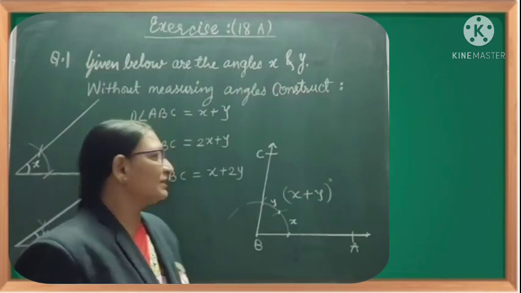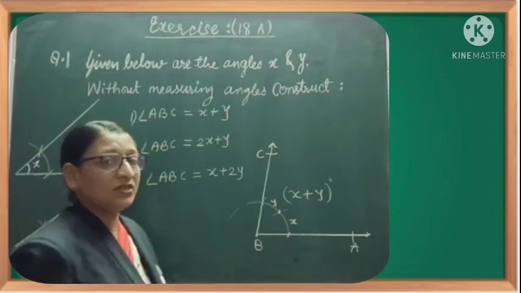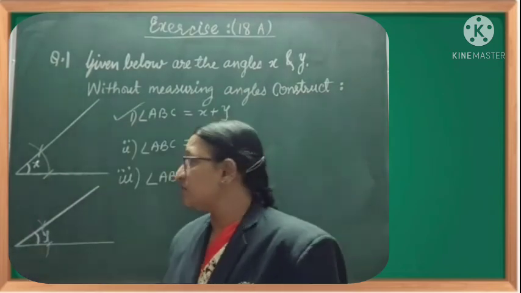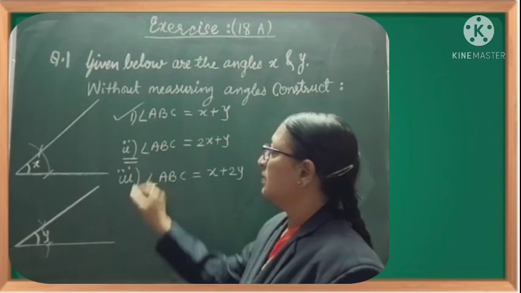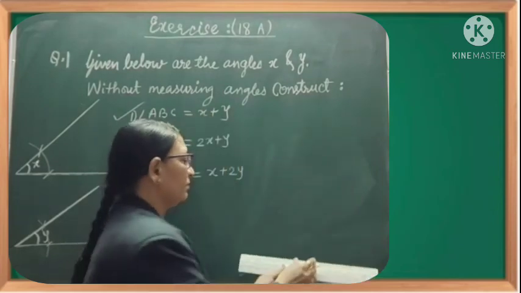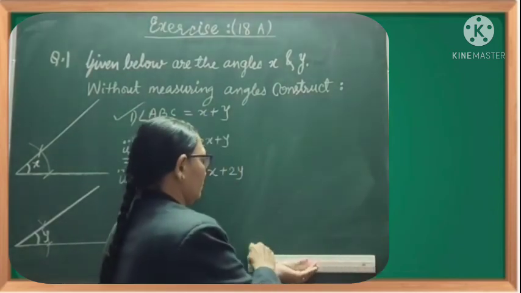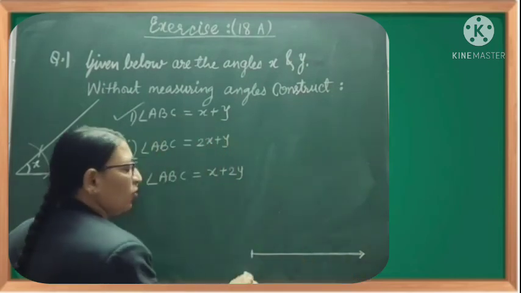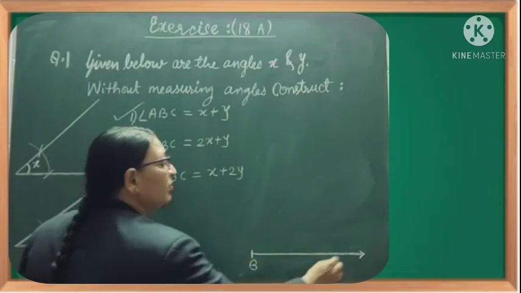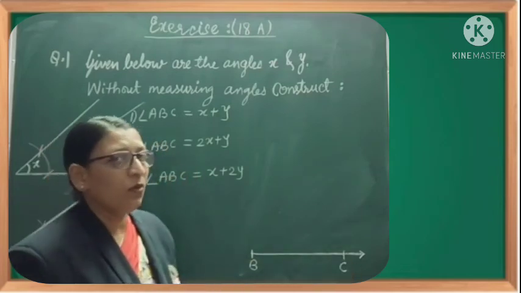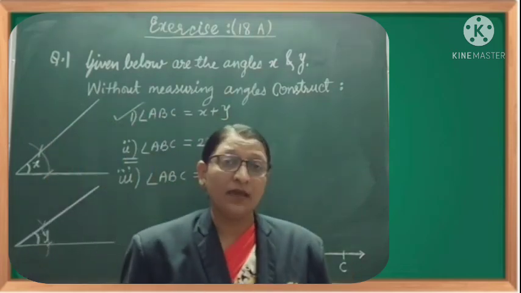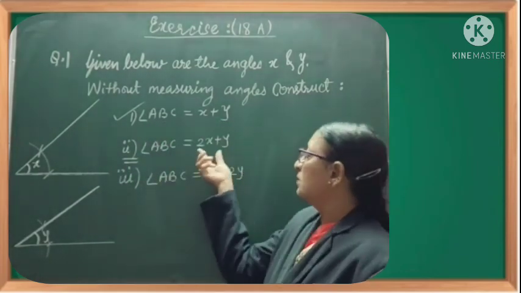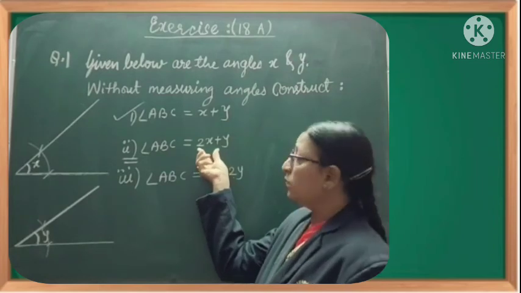Let's turn to the second example, to draw angle ABC with 2x plus y measure. Let's move with the second example. So first we will draw a ray. You can give it a name according to your choice. So I give here BC. Now we need to locate the point A on another ray, which will be in such a way that it is of the measure 2x plus y.